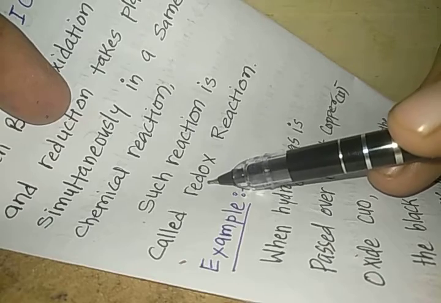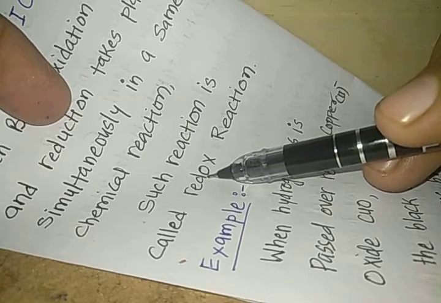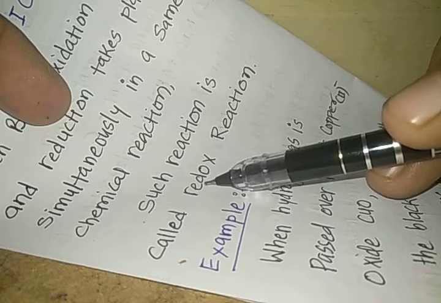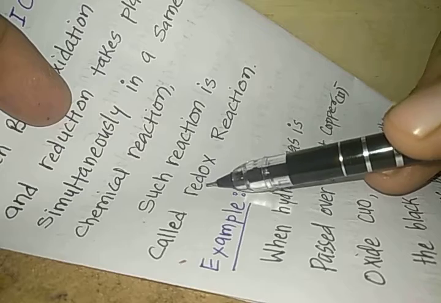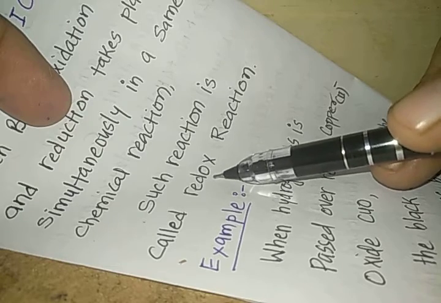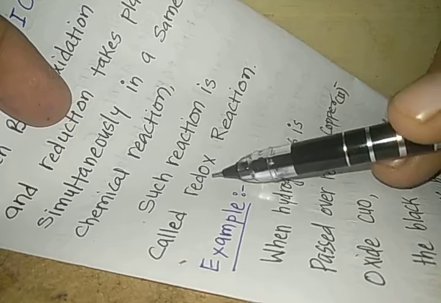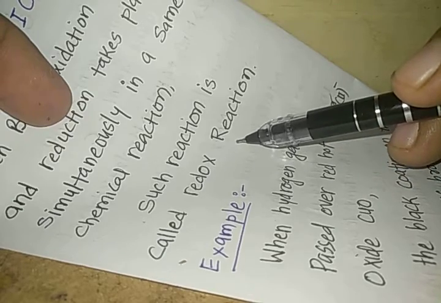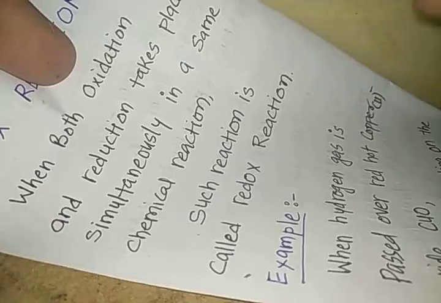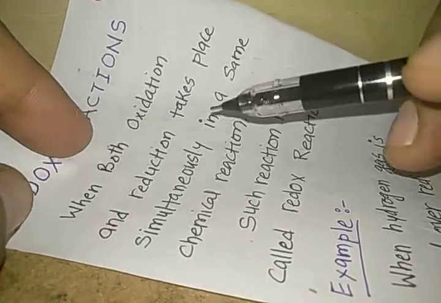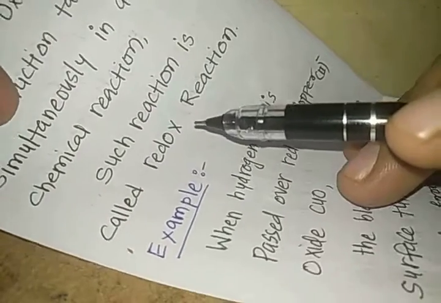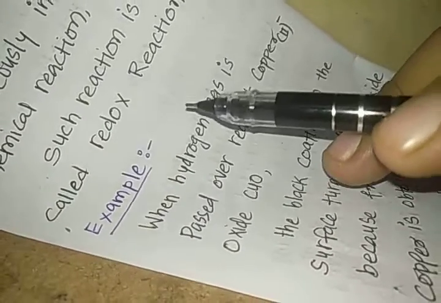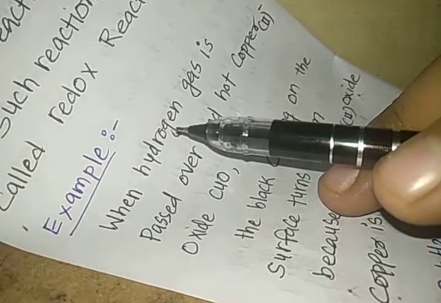From the word itself you can understand that Red is taken from reduction and Ox is taken from oxidation, and by joining these two words, reduction and oxidation, we have got the new word, which is known as the Redox reaction. We can define it very easily: when both oxidation and reduction take place simultaneously in the same reaction, such a reaction is known as a Redox reaction. Let us understand the Redox reaction with one example.